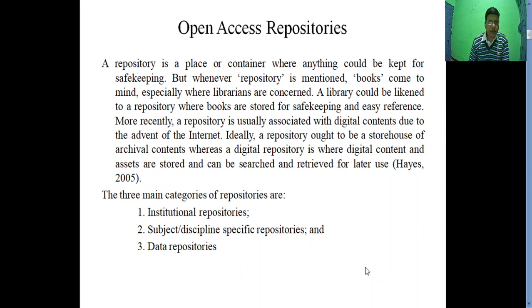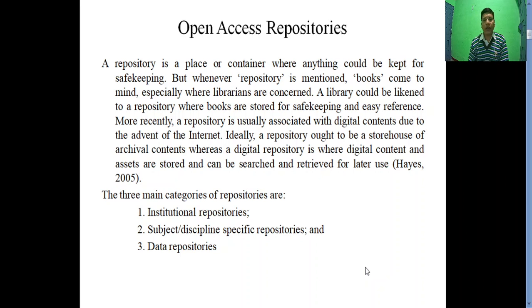What is an open access repository? A repository is a place or container where anything could be kept for safekeeping. But whenever a repository is mentioned, books come to mind, especially where librarians are concerned. A library could be linked to a repository where books are stored for safekeeping and easy reference. More recently, a repository is usually associated with digital content due to the advent of the internet.